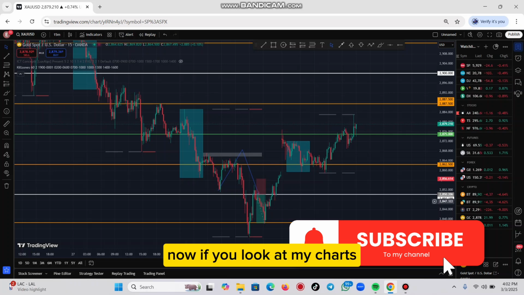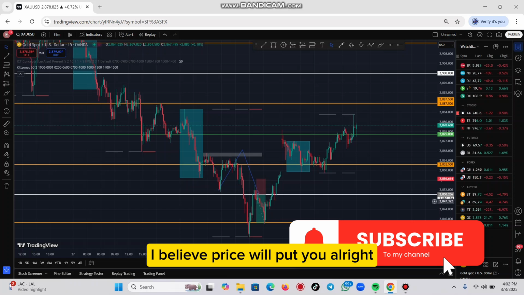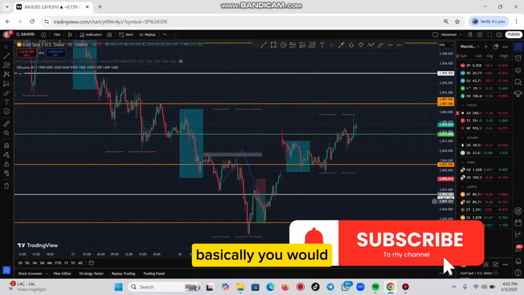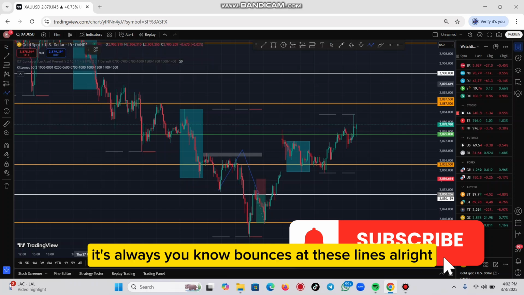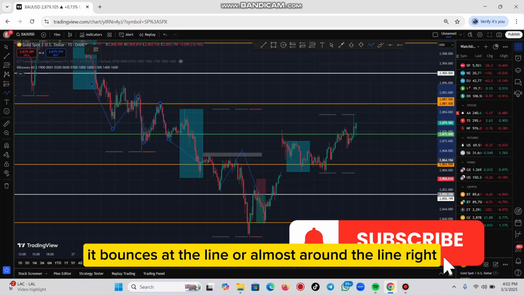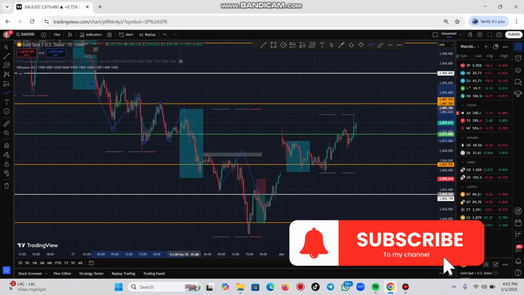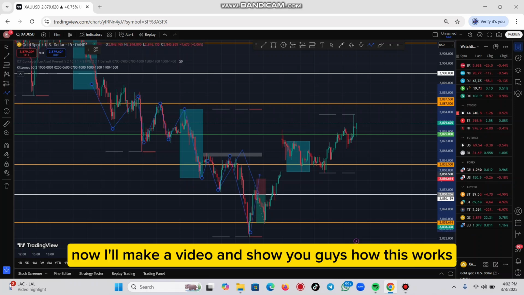Now if you look at my chart, you would basically see lines. These are certain psychological levels I believe price will pull through. If you look at my chart, you would realize that as price is going all the way down, it always bounces at these lines and continues down. It bounces at the line, or almost around the line. You can see this push, you can see all of these, guys. I'll make a video and show you guys how this works.